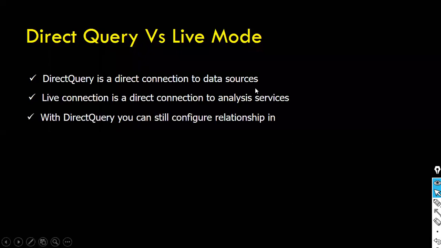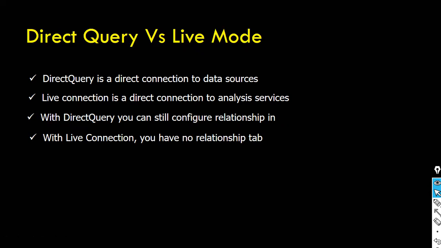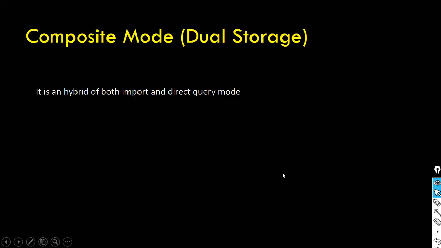Direct query is a direct connection to data sources. Live connection is a direct connection to Analysis Services. With direct query, you can still configure relationships. In the case of direct query, you can modify the relationship in the model view. But in the live connection, you cannot make any changes to the data model. You cannot delete the link between the tables, the relationship. These are the differences. Definitely, they'll ask you this one, so you need to explain everything like this. Next one is the composite mode.